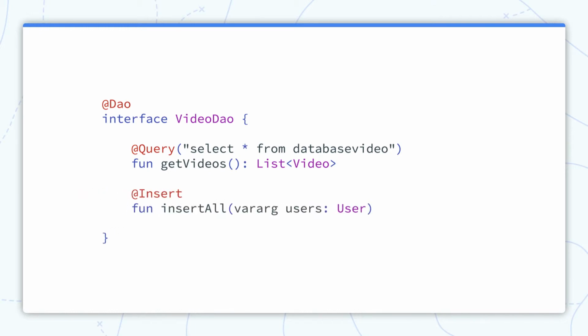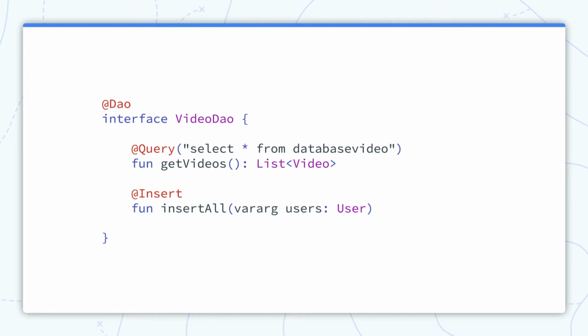The other thing your cache needs is a way to save values into the database. When new data comes in from the network, you'll call this to save them in the cache. We use insert all because we want to insert all new or changed videos in one call.